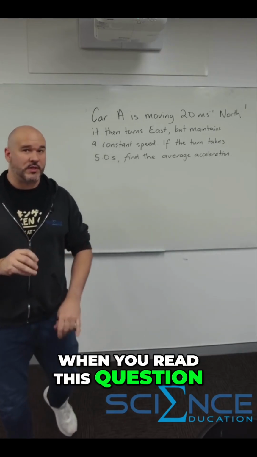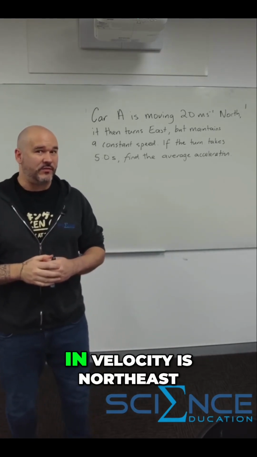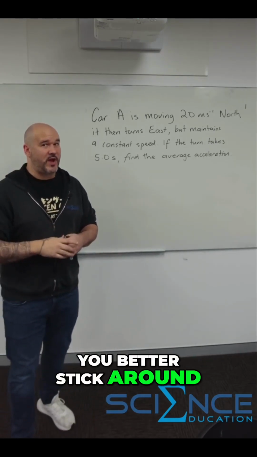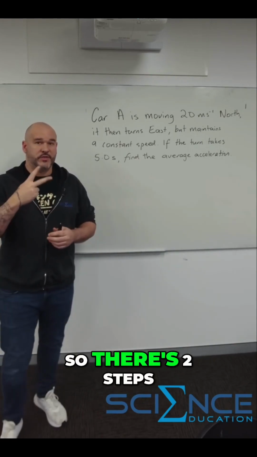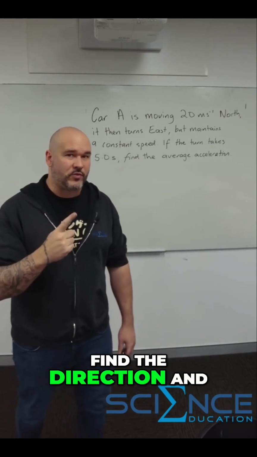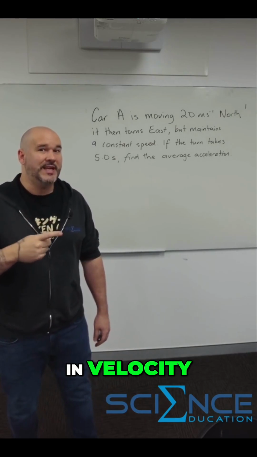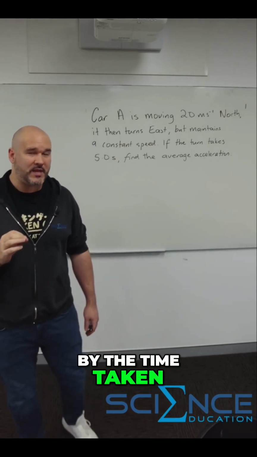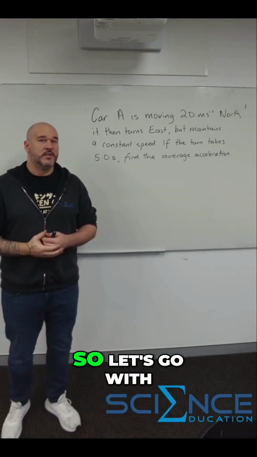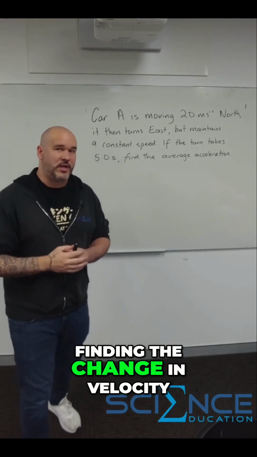When you read this question, if you think the direction of the change in velocity is northeast, you better stick around because I'm going to get you an extra mark. So there's two steps to this. Number one, find the direction and magnitude of the change in velocity, and then divide that by the time taken to find your acceleration. So let's go with step one, finding the change in velocity.